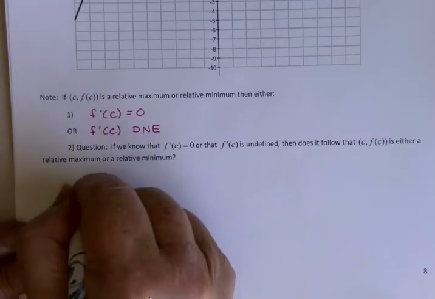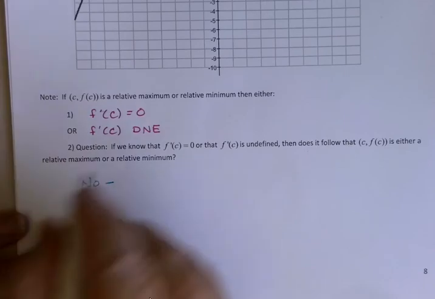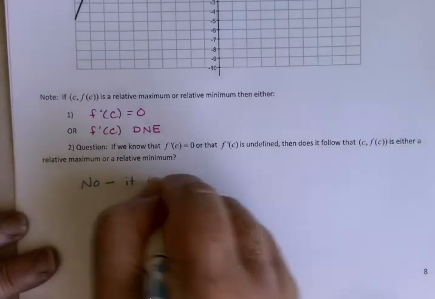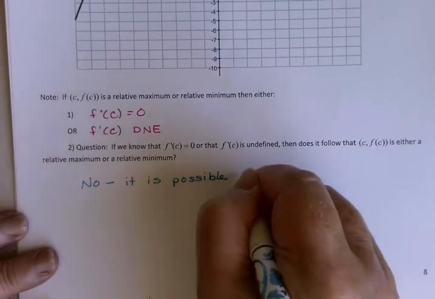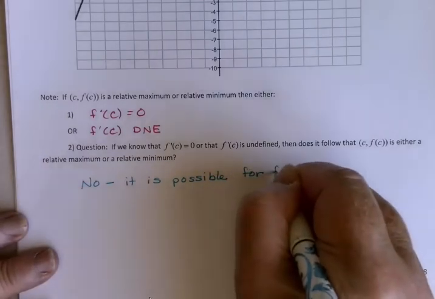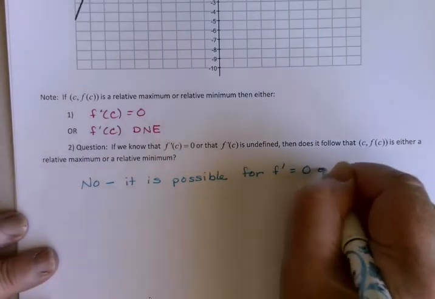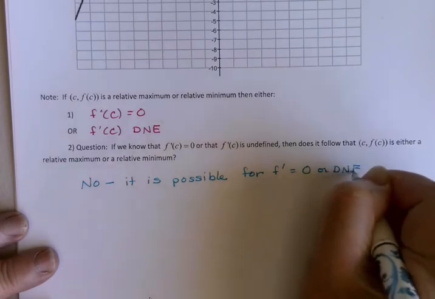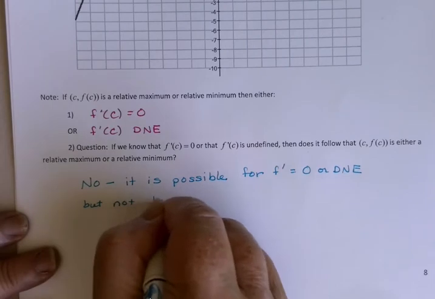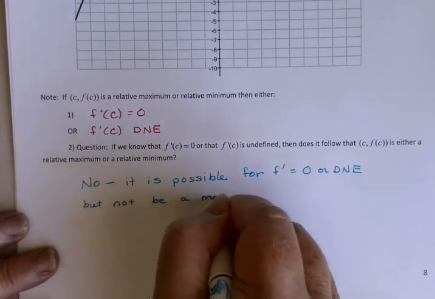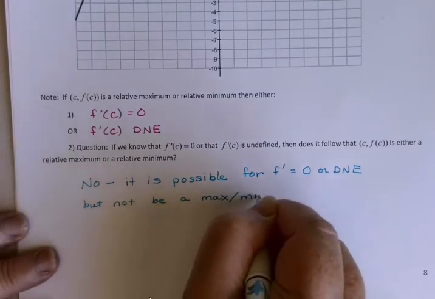So the answer here is going to be no. It is possible for f prime to be 0 or undefined, but not be a maximum or a minimum.